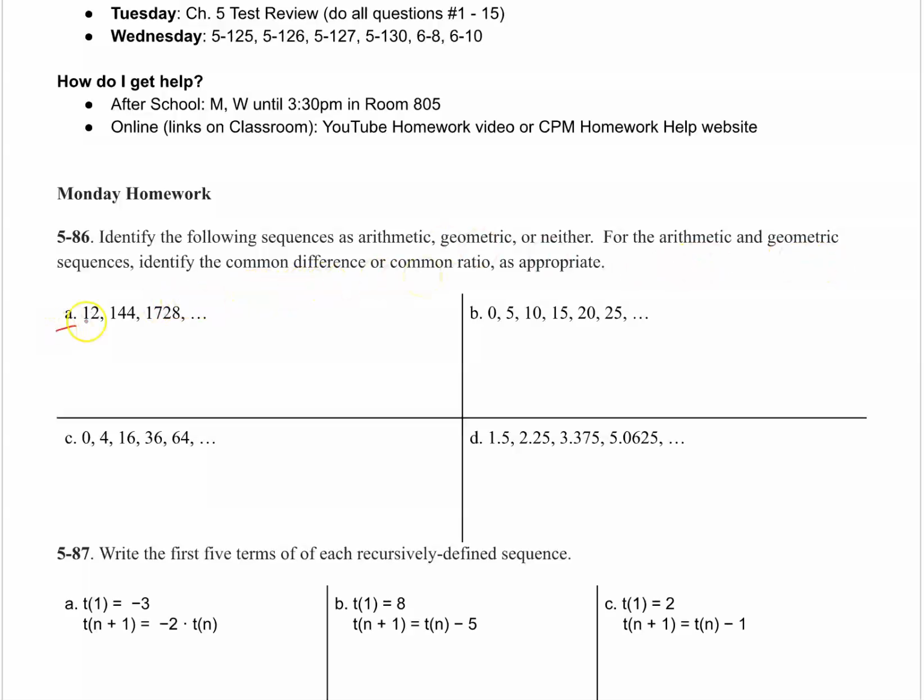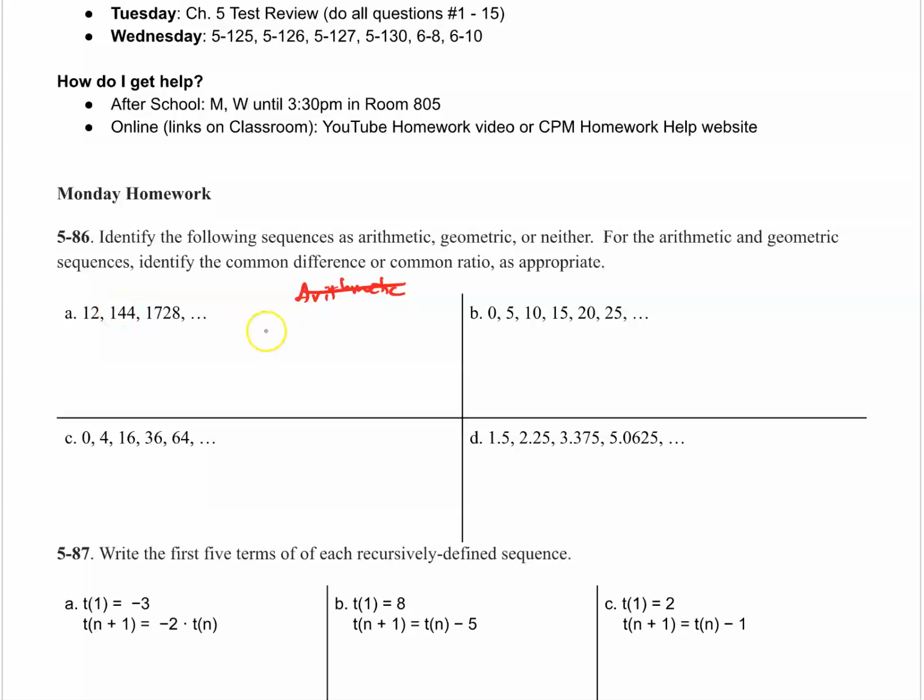Let's start with A. Well, 12 plus 132 is 144. And if I add 132 again, it's definitely not 1,728. So I know that this is not going to be arithmetic. We're not adding some constant number. But let's check if it's geometric.